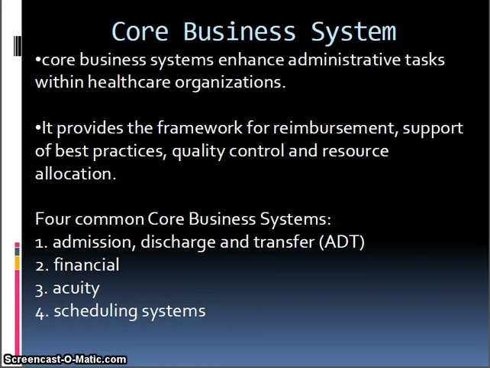Next, the core business system. The core business system enhances administrative tasks within the healthcare organization. The core business systems cover admission, discharge, transfer, financial aspects, acuity, and scheduling systems. The major activity in a hospital is admitting a patient and transferring the patient from one department to another, and discharge. So these core activities must be coordinated with the help of a core business system, and it covers the financial aspect.